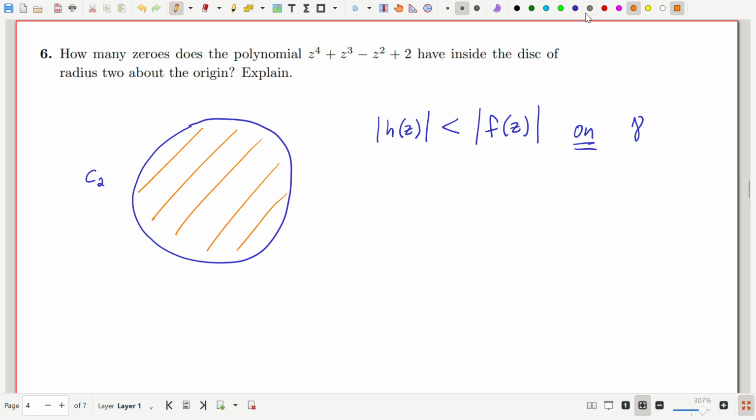Okay. And then the conclusion, so this is Rouché's theorem. The conclusion is that f and f plus h have the same number of zeros, counted with multiplicity.